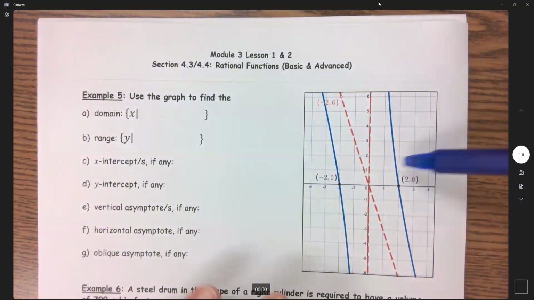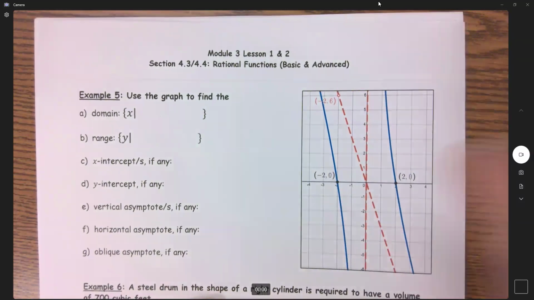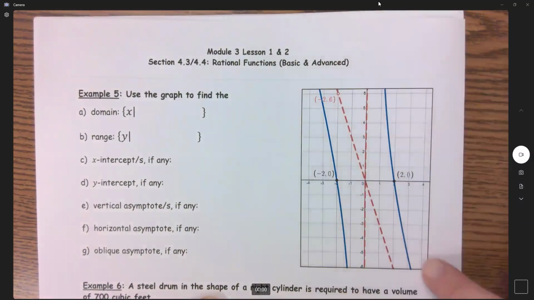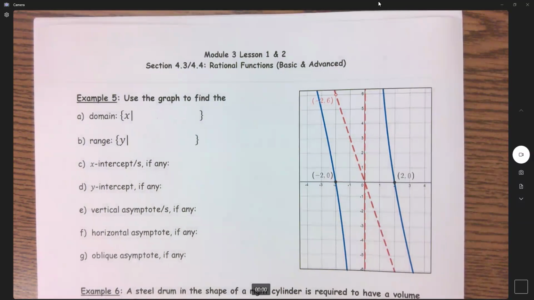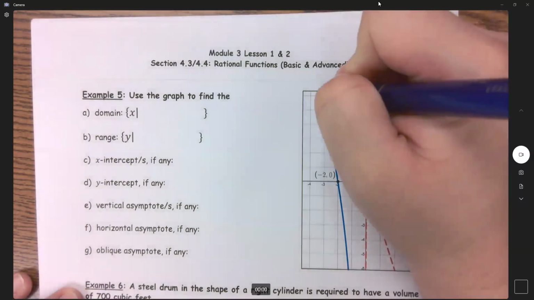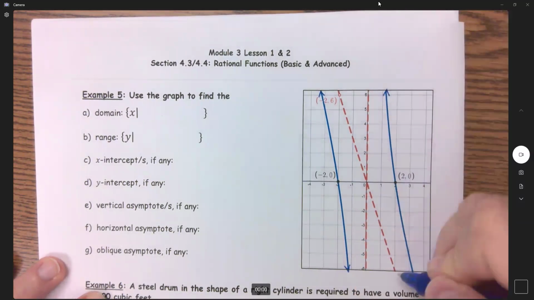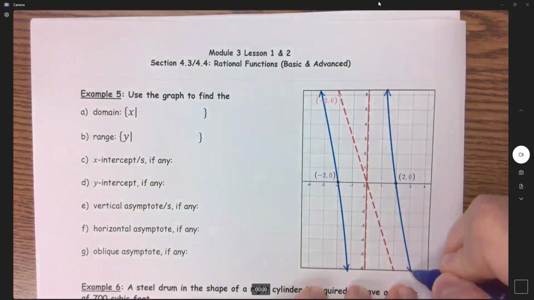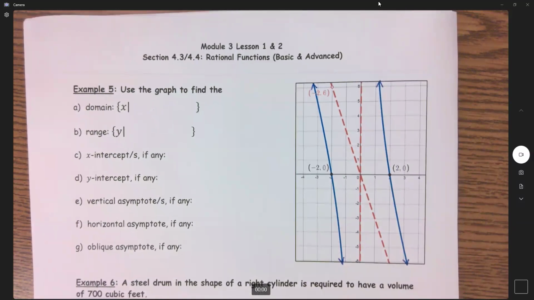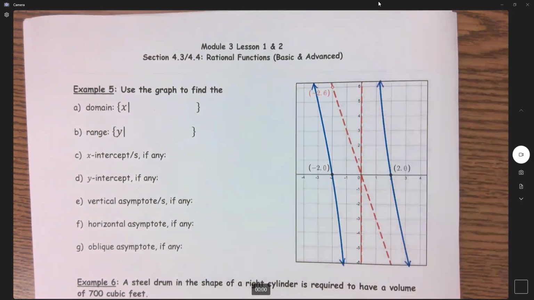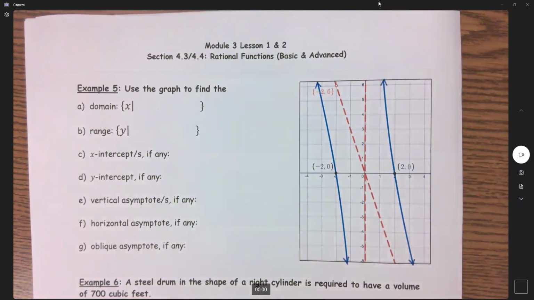So let's just talk about this graph for a second. The blue lines here are my actual rational function. I did this in Desmos, and Desmos doesn't do arrows, but we do have arrows on the ends of all of these. And then I have 2 different asymptotes here.